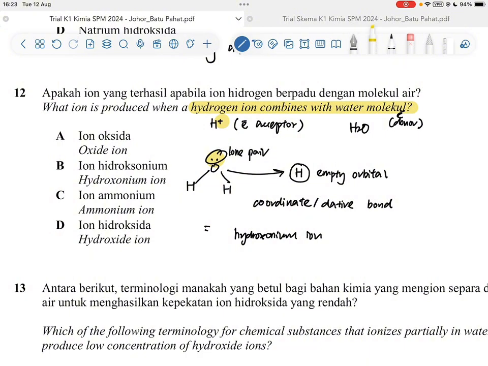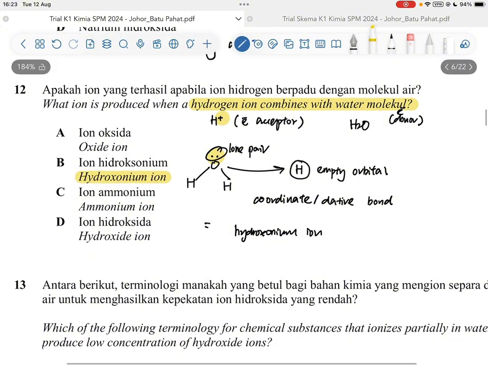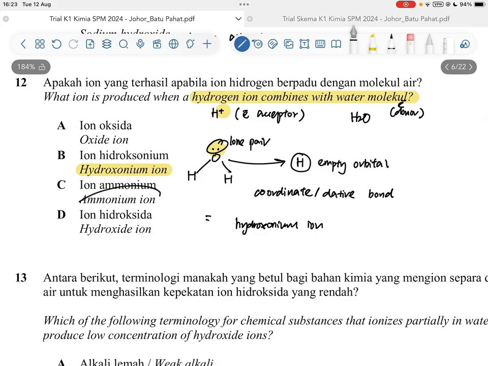Okay, so the answer would be B. So for information, ammonium ion is formed when ammonia donates its electron to the hydrogen ion, forming the ammonium ion.